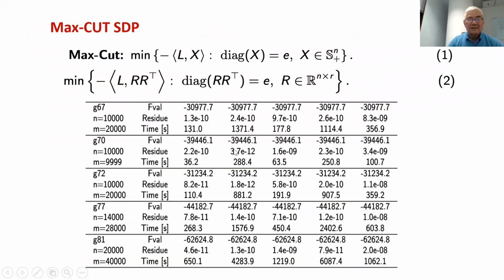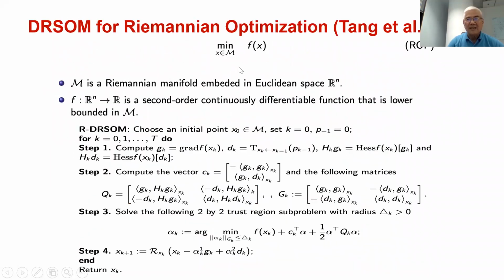I'd like to mention this work from the National University of Singapore. They experiment with what they call Riemannian optimization. It's basically optimization where X has to be in some manifold. What they do is take a steepest descent iteration, then project that back into the manifold.